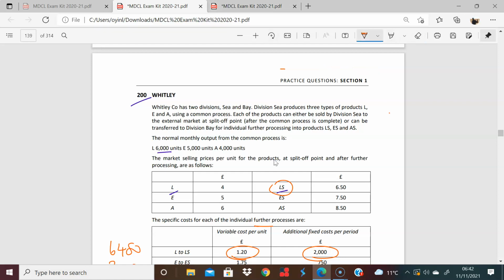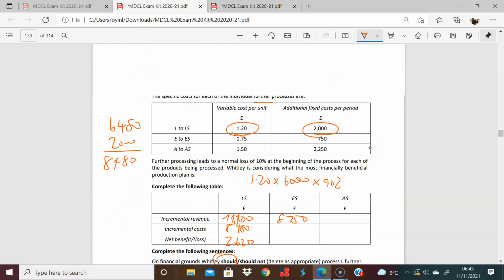So talking about E, I'm making 5,000 units of E. The revenue is currently 5 times 5, that's 25,000. If I carry on, I'm going to have 5,000, 90% of that, and my revenue is going to be £7.50. So you have 5,000 times 0.9 times £7.50, and that's 33,750. So my additional revenue, of course, is 8,750.